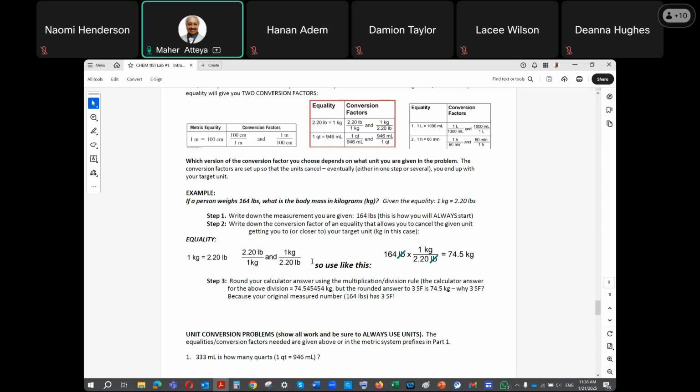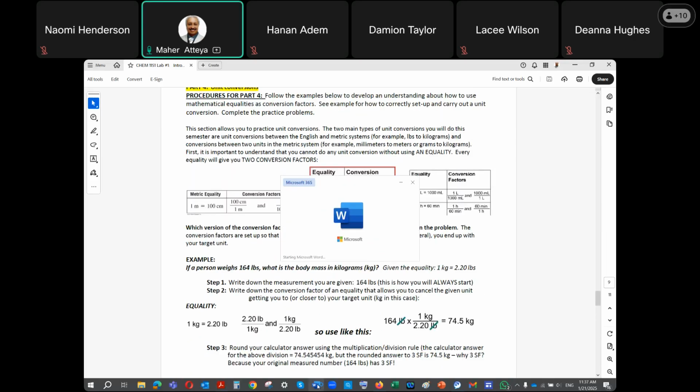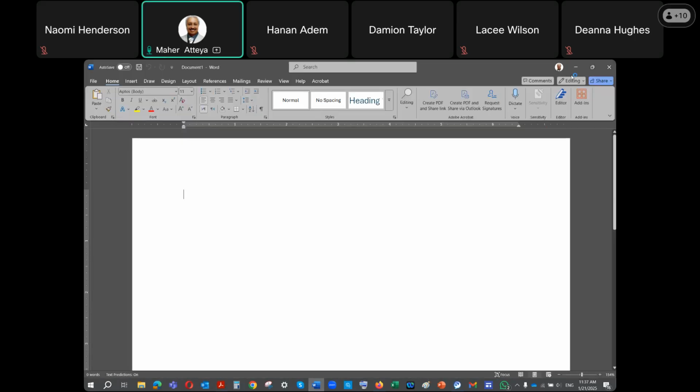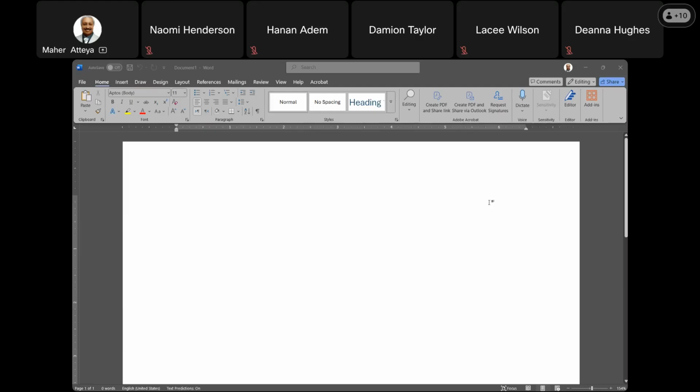Okay, guys, I want to share something with you here. Let me stop sharing. Any questions you have? I want to share with you how to do those calculations here, how to convert from metric to metric. Most of the students are confused about how to do this, correct?